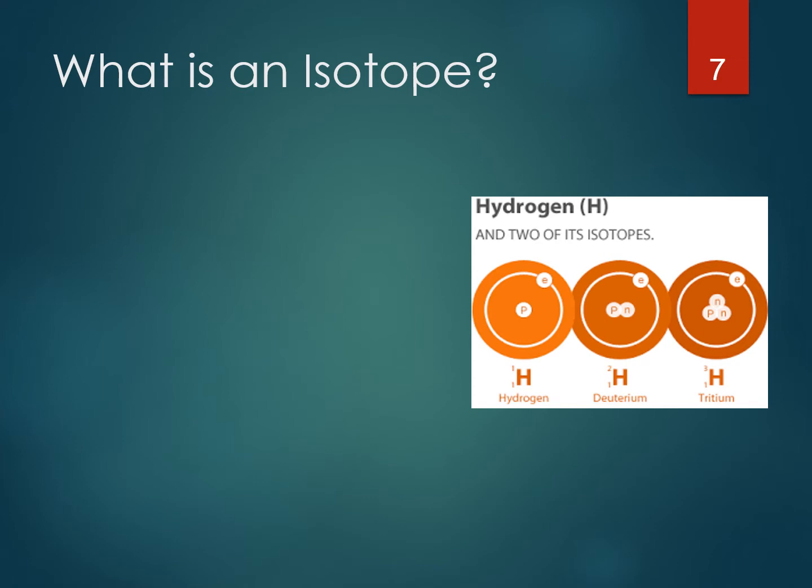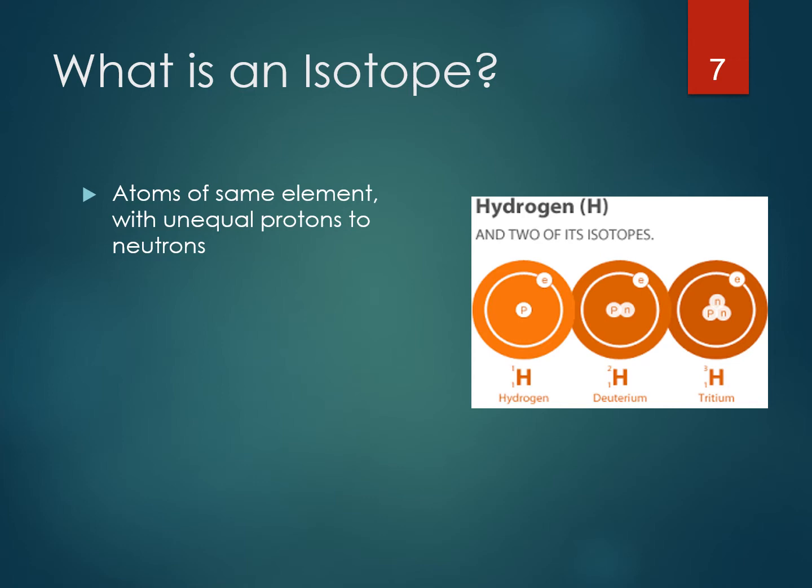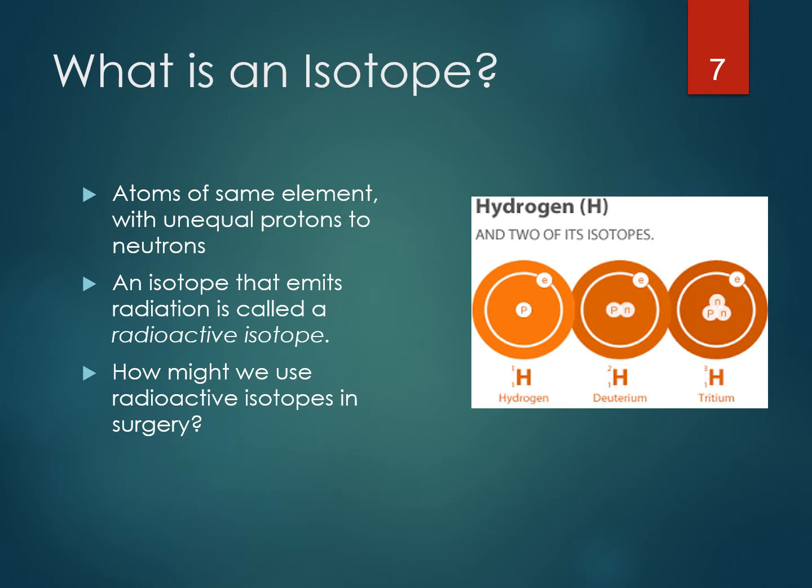The second isotope that hydrogen can form has two neutrons. So, isotopes are atoms of the same element with unequal protons to neutrons. An isotope that emits radiation is called a radioactive isotope.